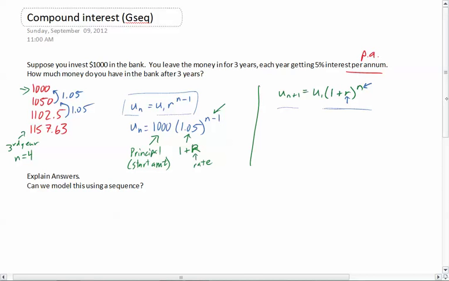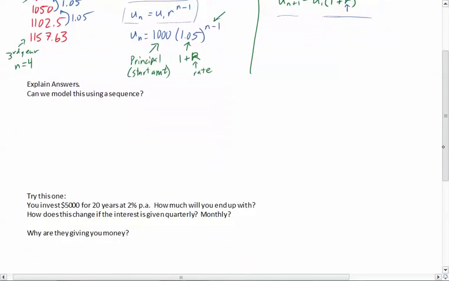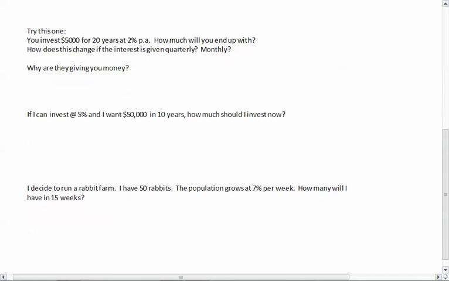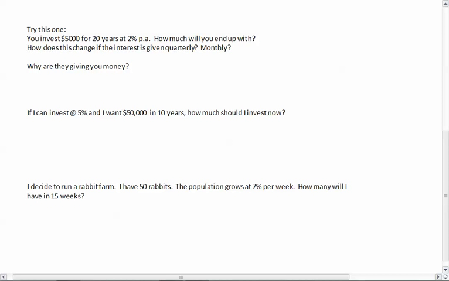Okay, so let's maybe look at a couple of other situations. We'll look at another example of this. All right, so let's go ahead and say you invest $5,000 for 20 years at 2% per annum. Okay, how much will you end up with? So this now should actually be a significantly easier question, right?